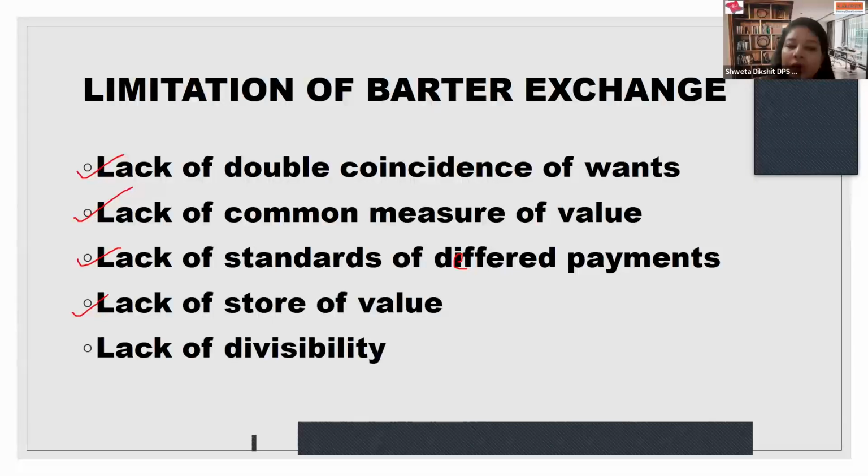Moreover, it is not possible to store goods which are perishable, like food, grain, vegetables, fruits, dairy products. They cannot be stored like today, where I store money for my hard times and use it in my hard times. That is not possible. So, lack of store of value was another serious challenge of the barter system. Then comes the lack of divisibility.